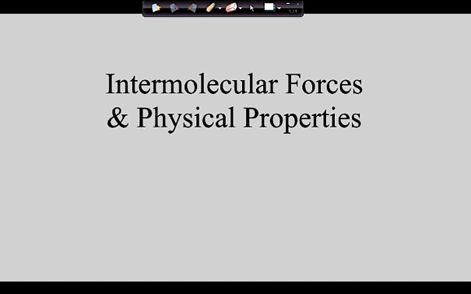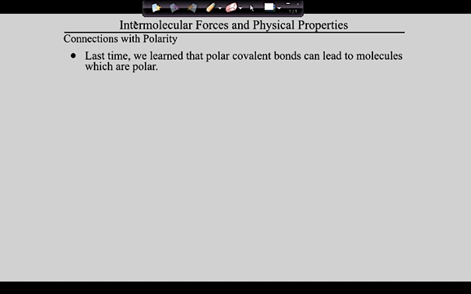So guys, let me set the stage for you. Don't write any of this down. But here's where we are right now. Last time we learned about polar covalent bonds, and we learned that if these molecules are not symmetrical, that leads to polar molecules, and we represent these polarities using arrows. Can I get an amen?